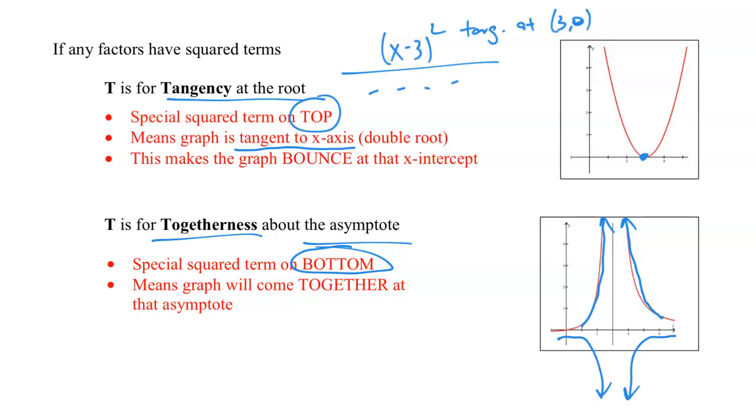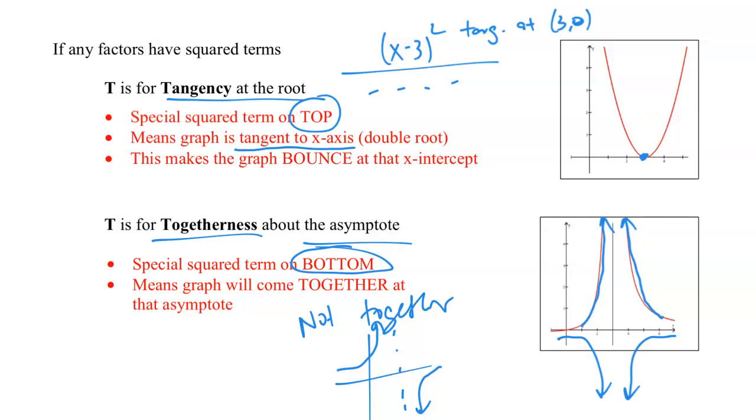Now, obviously you wouldn't have both at the same time, but either both sides would go up or both sides would go down. So maybe this will help. If I think about what it means for a graph to be not together, if I have a vertical asymptote here, it means that I'm going up on one side of the vertical asymptote and down on the other side, or vice versa. That's what not together looks like. Hopefully that gives you a better picture of what togetherness looks like about an asymptote.